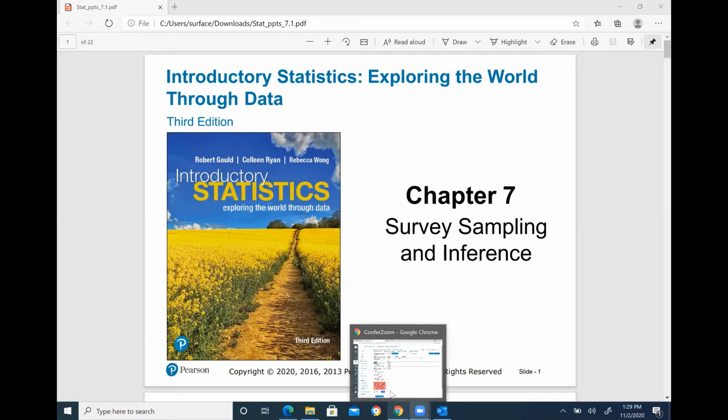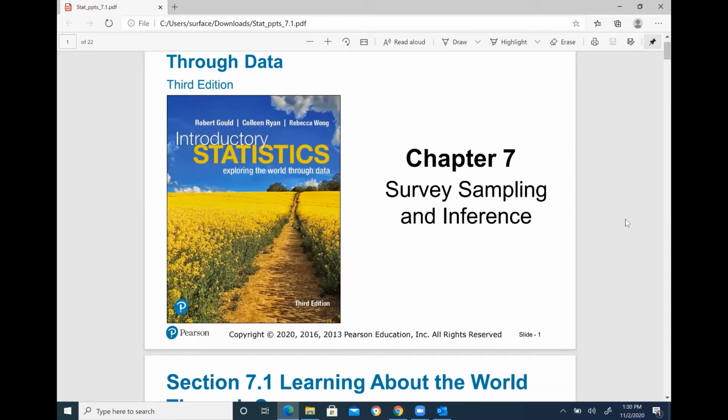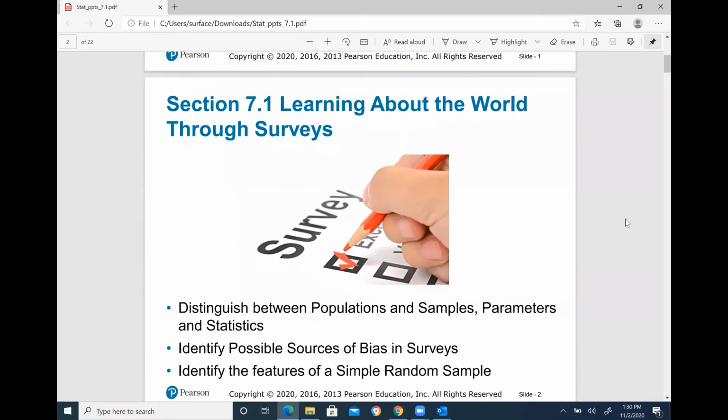And I would like to open up section 7.1. Right now, as you can see, it's right here. So in this chapter 7, survey sampling and inference. And again, this is kind of a fancy word to describe the information that I shared with you earlier. 7.1 is about learning about the world through surveys.